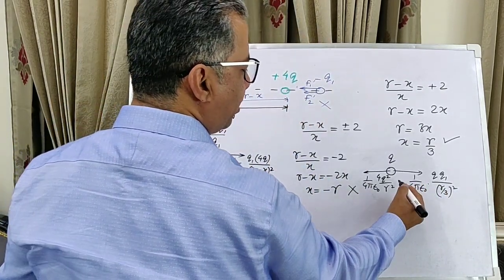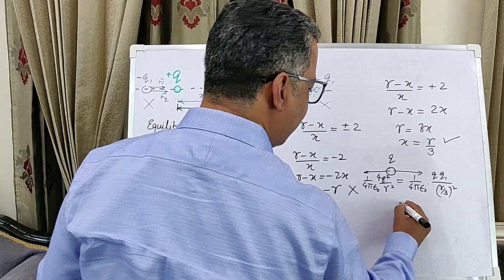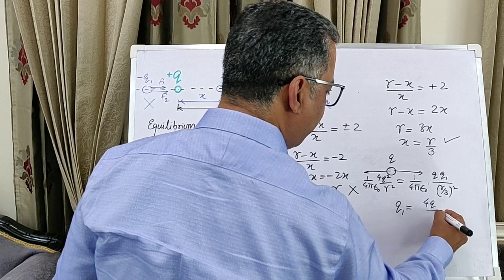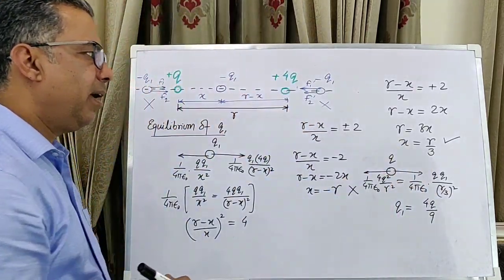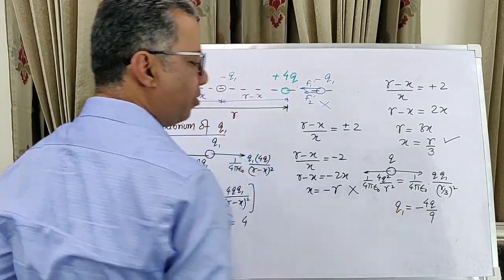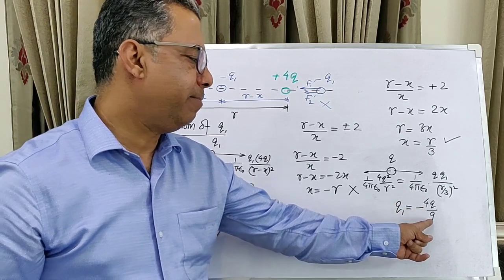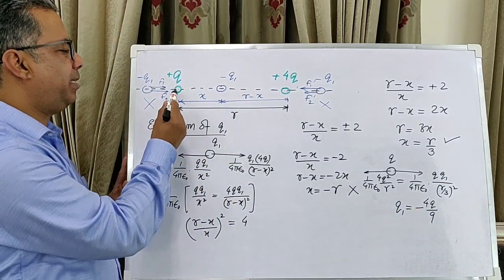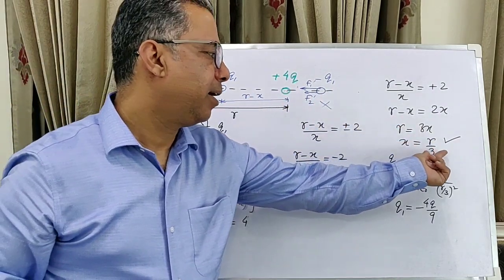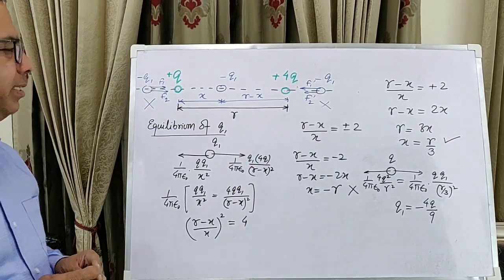Now if you put an equality sign between these two forces and then solve for q1, you end up getting q1 equal to 4q by 9. And we have already figured out that q1 has to be a negative charge, so we indicate that here. q1 has a magnitude 4q by 9. It's a negative charge and has to be placed at a distance x to the right of q, and the magnitude of x is r by 3. A very, very simple problem this.